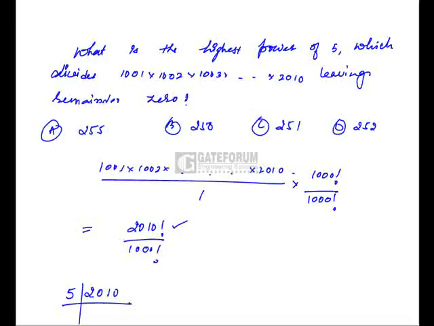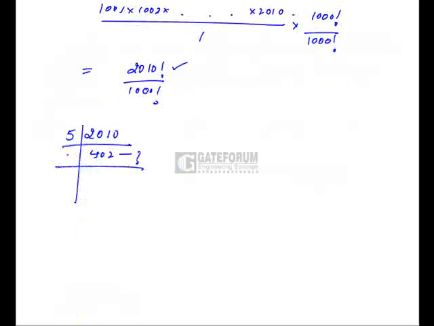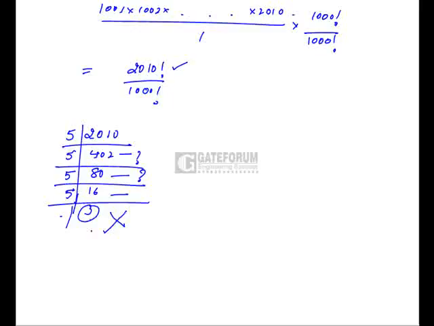If I divide 2010 by 5, the quotient is 402, leaving aside the remainder. Next, similarly, I'll divide this 402 by 5, whose quotient is 80. Again, I'll divide this 80 by 5, which will be 16. Next, if I divide this, it will be 3. Now, I cannot divide this 3 by 5, so stop the division here.